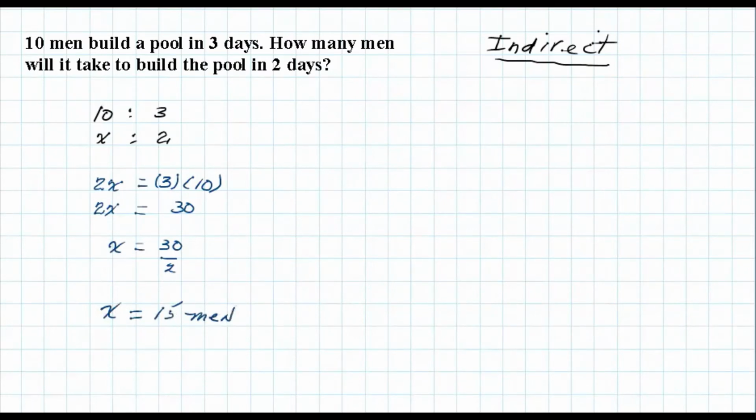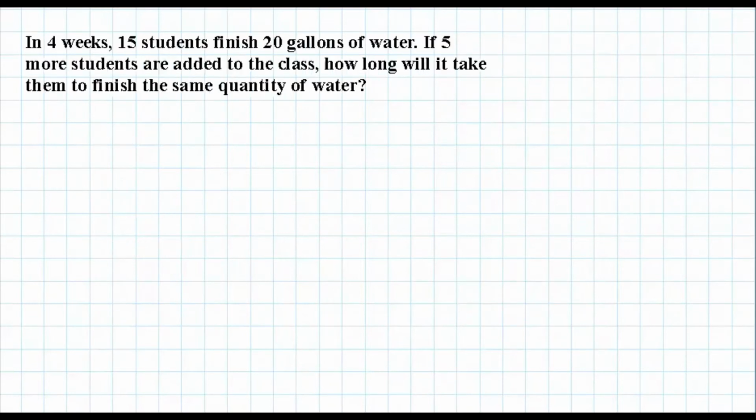Again, this should make sense to us, right? Because if we want to work faster, we need more men. And if 10 men took 3 days, and now we want to know what it's going to be to take 2 days, clearly I need more men to finish quicker. This is called indirect, right? So let's try one more.